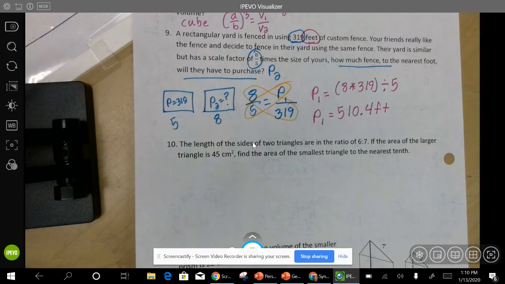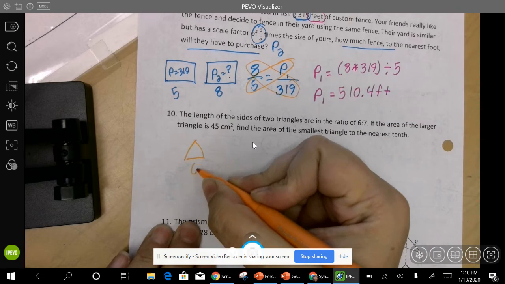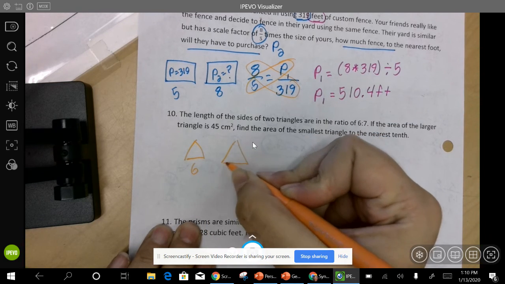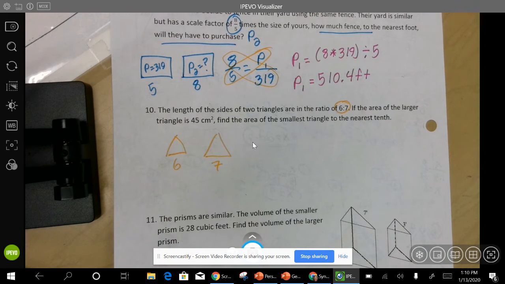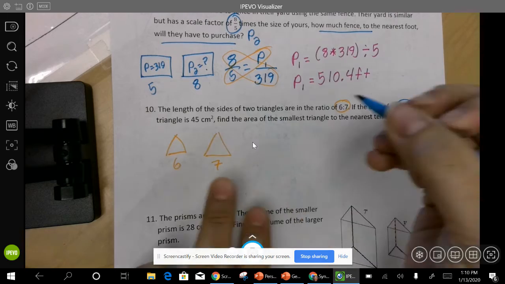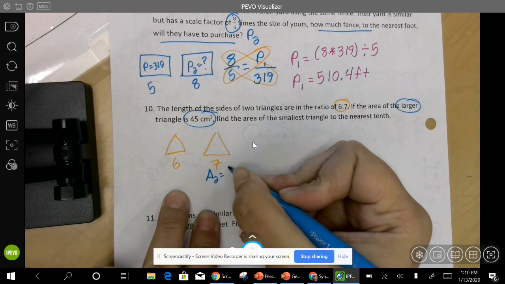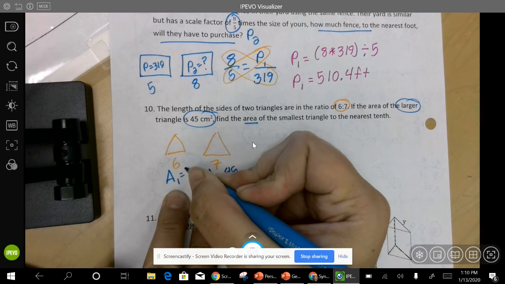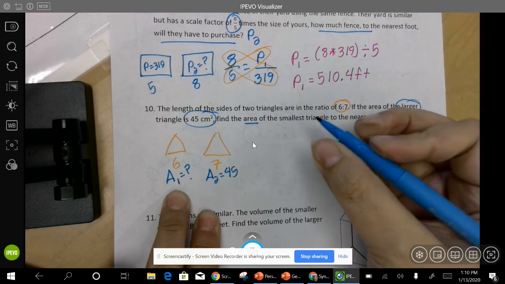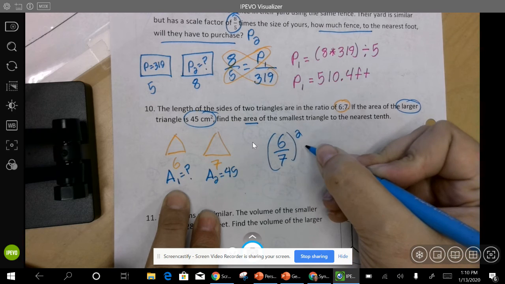Okay, the lengths of the two triangles. So we have that it's going to be our first triangle. Our smaller one is going to be 6. Our larger one is 7. It says the area of the larger triangle is 45. Find the area of the smaller one. So they want us to find this one, the smaller one. So everybody remember area, square. We have to square it.